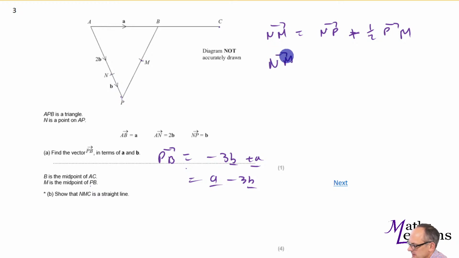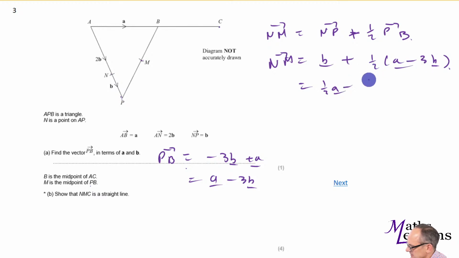So NM, NP is equal to B, and we want not half PM, sorry about that, apologies, that's a half PB. Because half PB gives us PM. So we want that, and we want a half of this. Put the bracket in the wrong place, apologies. A half of A minus 3B. So let's simplify that. We're going to get a half of A, and then we're going to take 1.5 lots of B away from B, so it's going to give me minus a half of B.